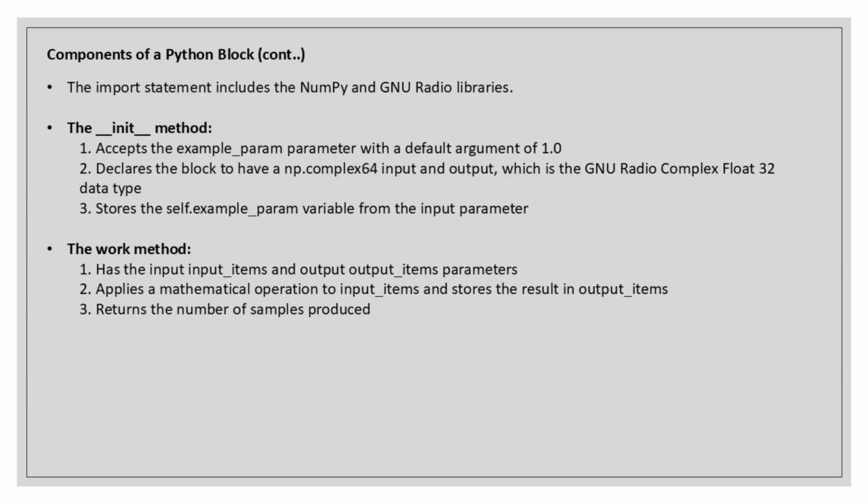Components of a Python block continued. The import statement includes the numpy and GNU Radio libraries. The __init__ method: 1. Accepts the example_param parameter with a default argument of 1.0. 2. Declares the block to have a np.complex64 input and output, which is the GNU Radio complex float 32 data type. 3. Stores the self.example_param variable from the input parameter.